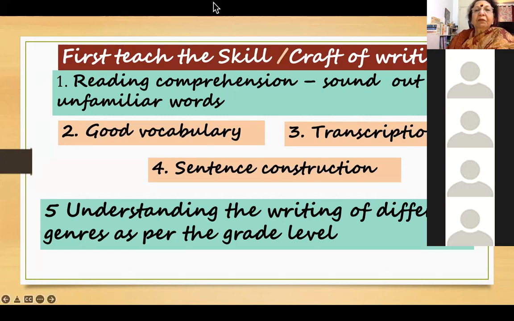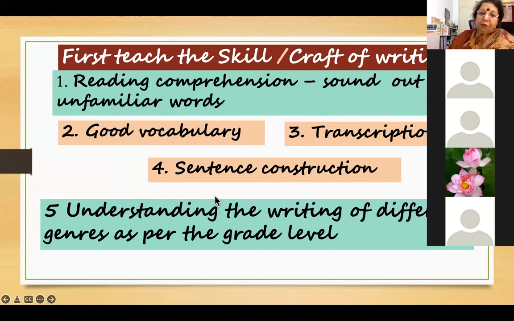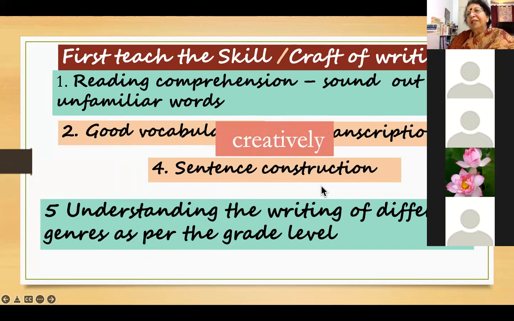We always say, you listen better, you speak better, you read better, you write better. So they need good vocabulary. They should know how to write those words. Gradually, as they're growing up, they come to class 2, 3, 4, they start writing. Then they need to put it in sentences, simple sentence construction. But even simple sentences can be done beautifully. Understanding the writing of different genres as per the grade level. And all this has to be done creatively. We have to become creative about it.